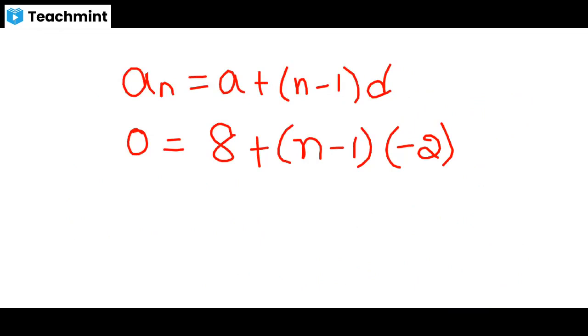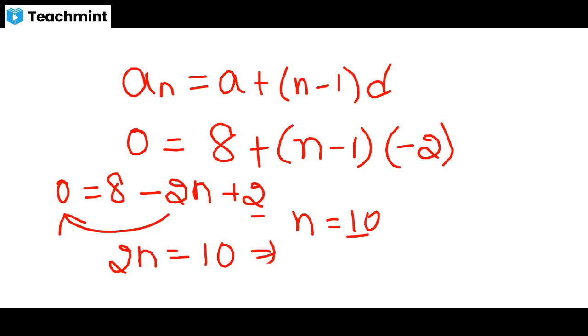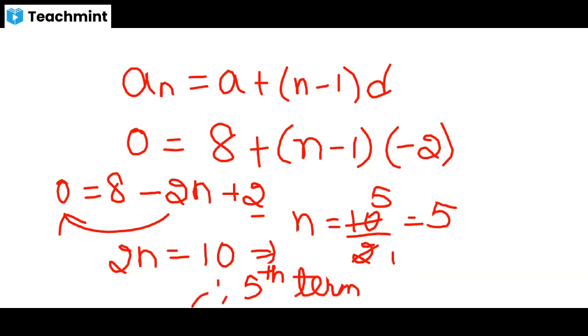If you simplify this, what do you get? 0 is equal to 8 minus 2n plus 2. If you shift the 2n from the RHS to the LHS, what do you get? 2n is equal to 8 plus 2, that is 10. So the n value is 10 by 2, that is 5. The n value you got is 5, so the fifth term is 0. You should write the conclusion. Therefore, the fifth term is 0.